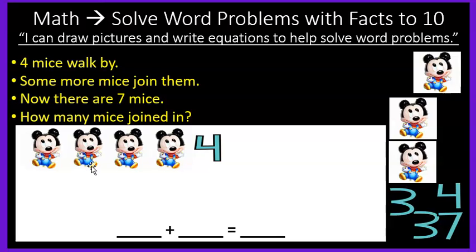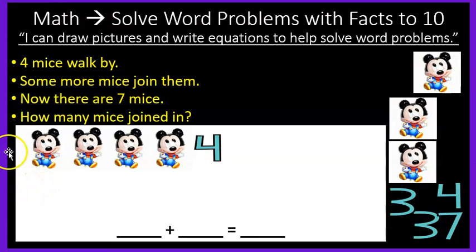Now, let's come to this second sentence now. Read it with me. Some more mice join them. Okay? Now what this is saying, boys and girls, we have to put some more mice here. Okay? We don't know how many mice we have to put here because we have to keep reading to figure out what other numbers they are giving us.